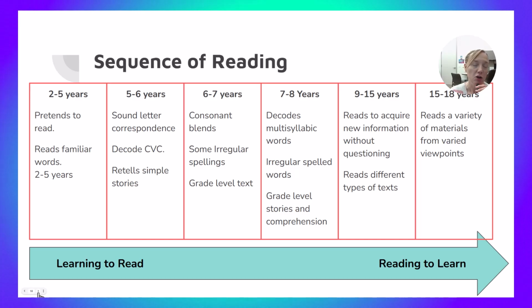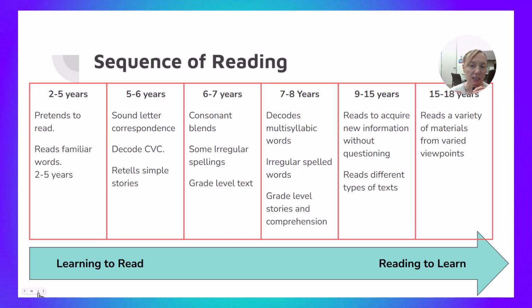At about 7 to 8, you're decoding multisyllabic words, meaning that if there are multiple syllables, so things like chocolate, or let me see what else, maybe fantastic, right? There's fantastic. You hear 3 syllables in that. You're still working on grade level with stories, and your comprehension is also building, understanding more complex text.